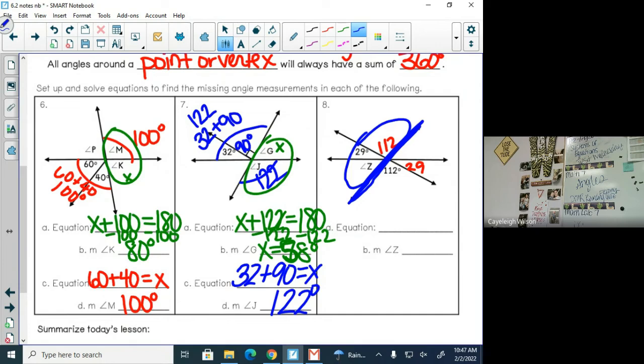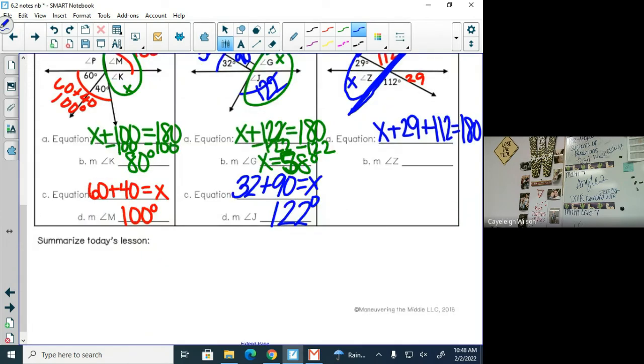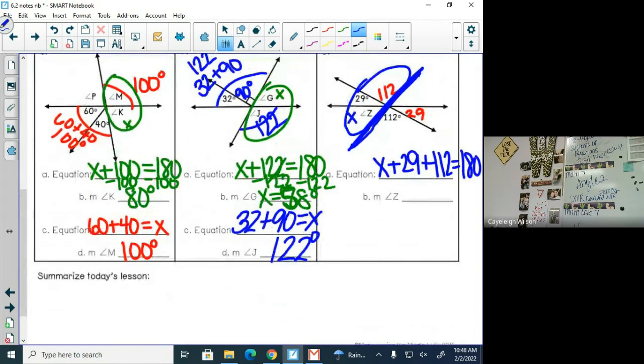I just said in words, they are on a straight line. If they are on a straight line, then they are supplementary. So I know that x plus 29 plus 112 has to be 180, because they are on a straight line, supplementary. So I'm going to solve that.